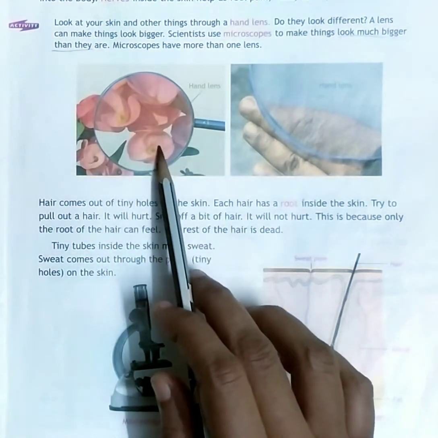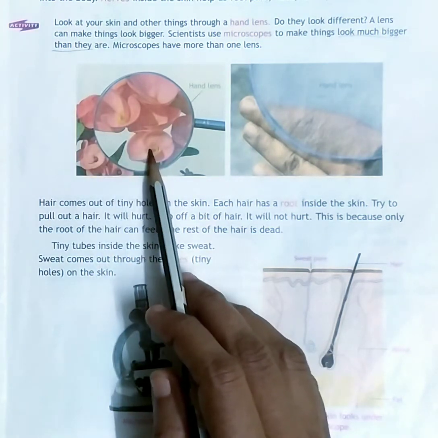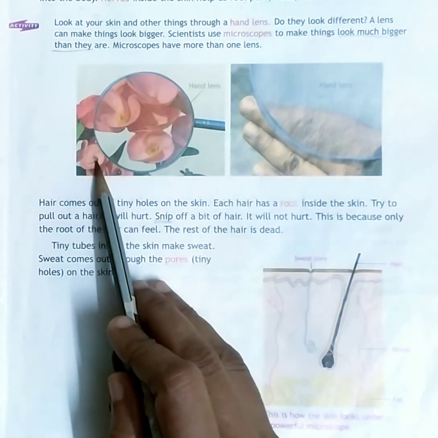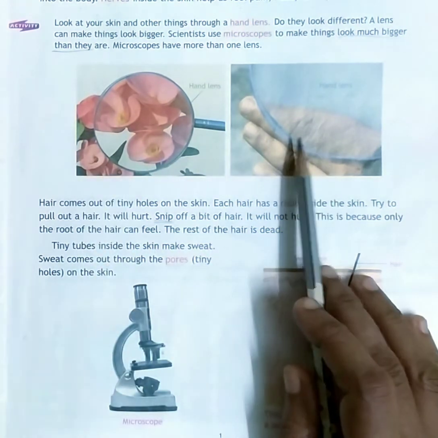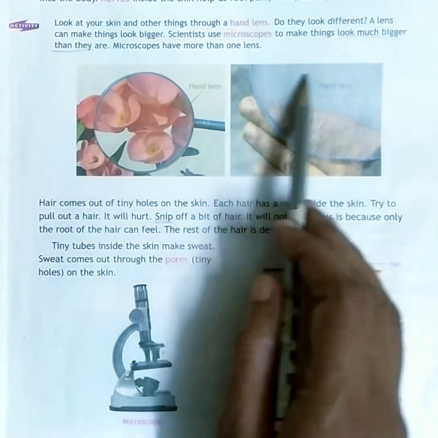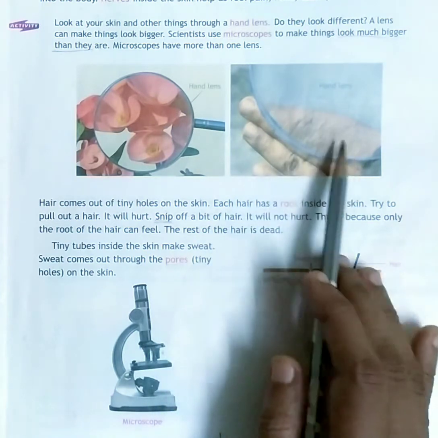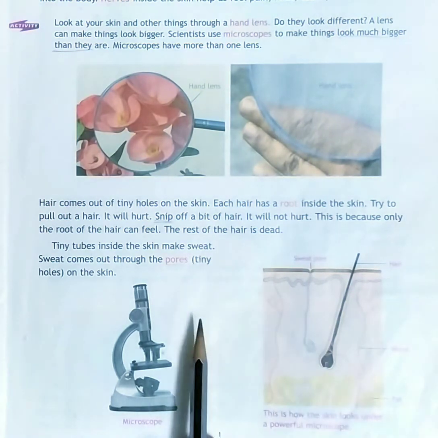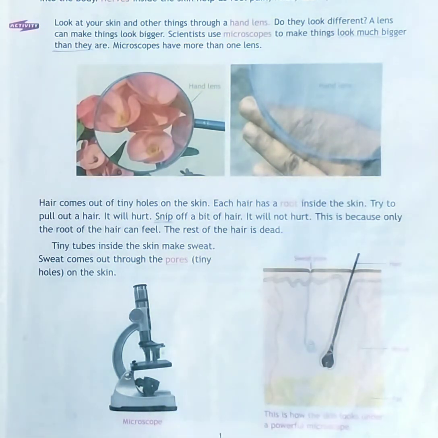This is the hand lens by which, if you look at the flower, it looks bigger. When you look without it, the flower looks small, normal size, isn't it? In this picture also, when you look at the finger, it is very thin. And when you look with the hand lens, how does it look? It looks very large and big. That is the difference between looking with normal eyes and looking through the hand lens. When you look through the lens or microscope, it looks much bigger than the normal one.